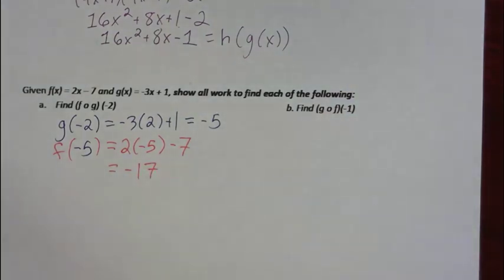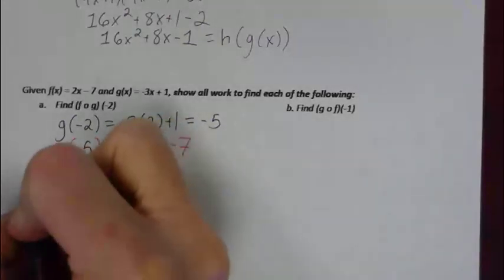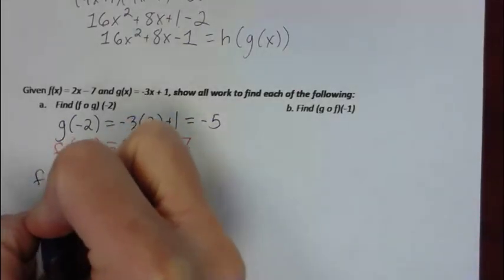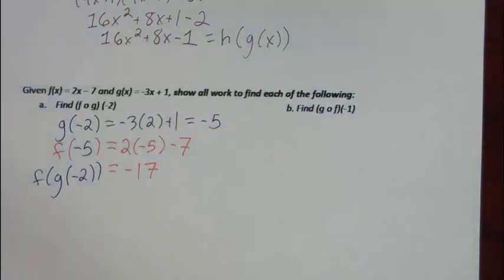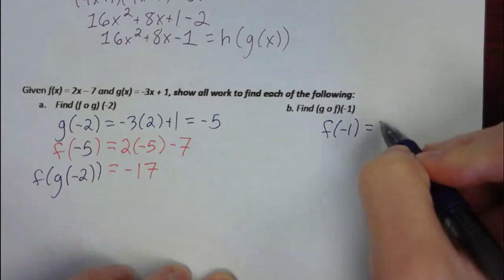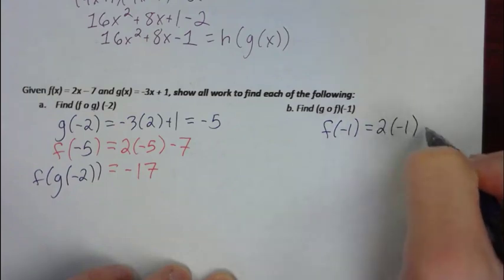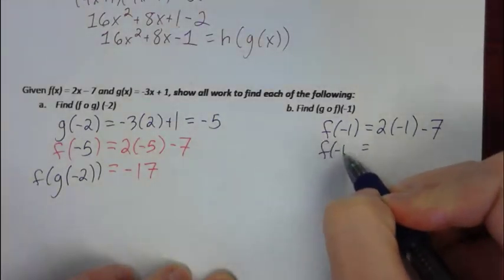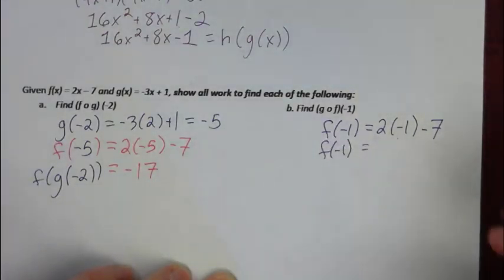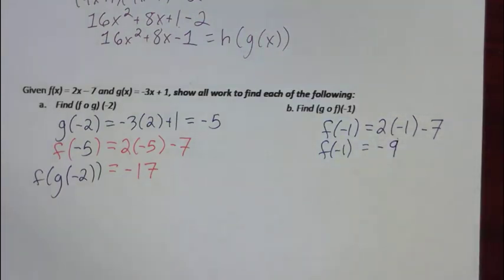And then moving to part B, our last problem of our video, let's quickly wrap up. We basically just did f of g of negative 2 as our answer there. So for part B, we need to do f of negative 1 first. So that means I've got to do 2 times negative 1 minus 7, which means that f of negative 1 would be negative 2 minus 7 equaling negative 9.